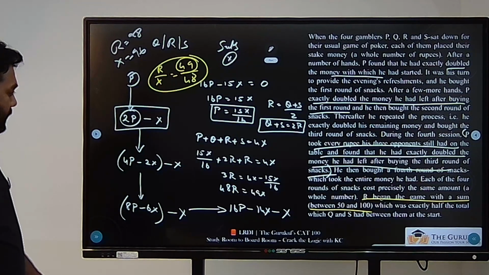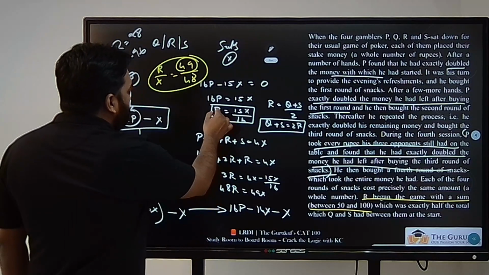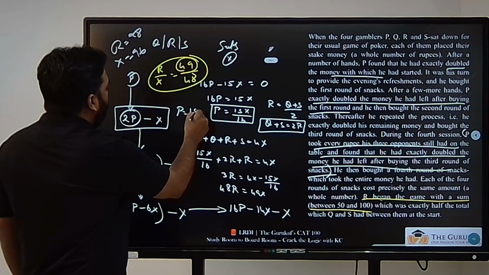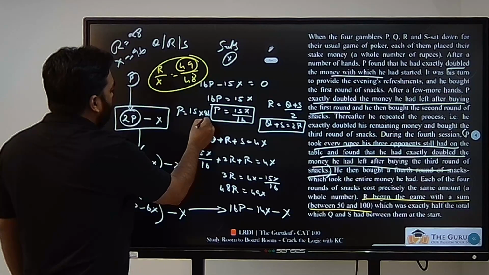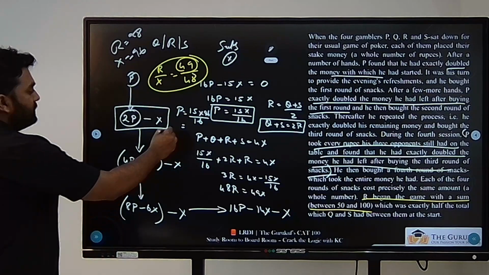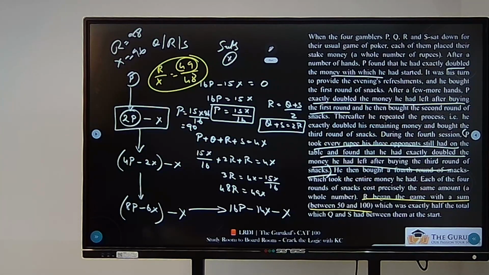That is the basic information. And I also know P value because P equal to 15x by 16. So P will be equal to 15 into 96 by 16. Quickly calculate this one. Perfect. P is equal to 90. That is also good. What else we can calculate?